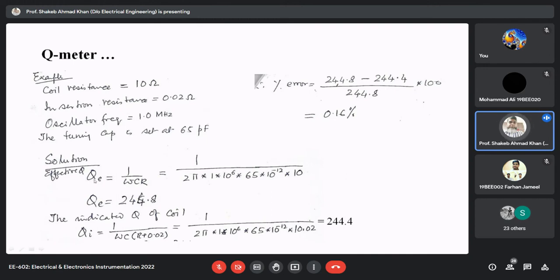So obviously the true value of the Q factor of the coil will be equal to 1 upon omega C R, that is, XC upon R.